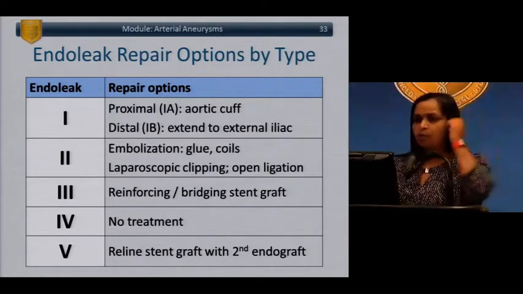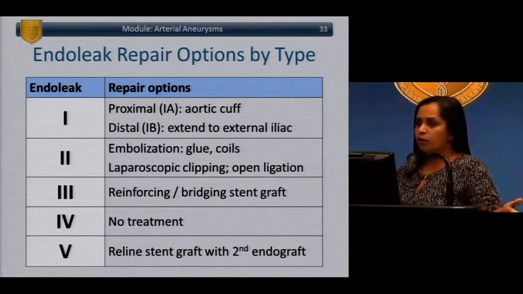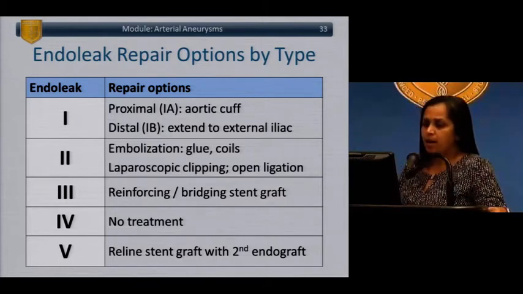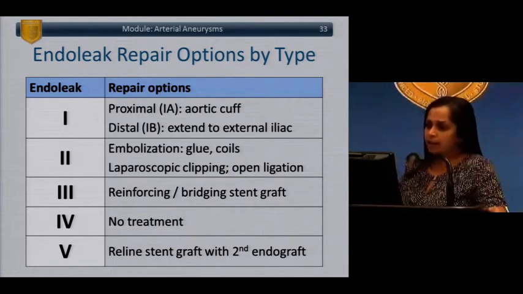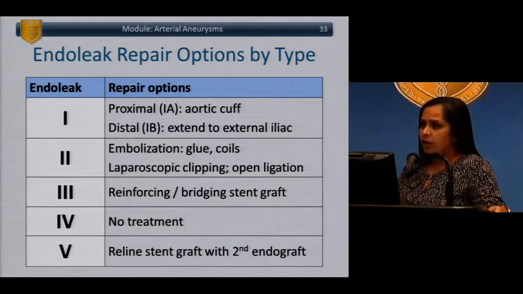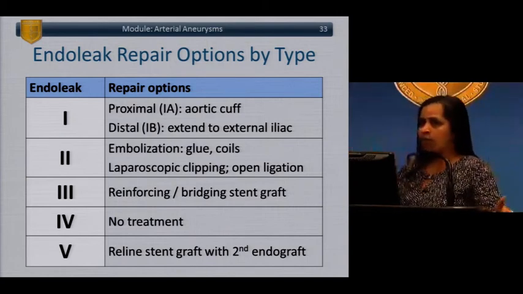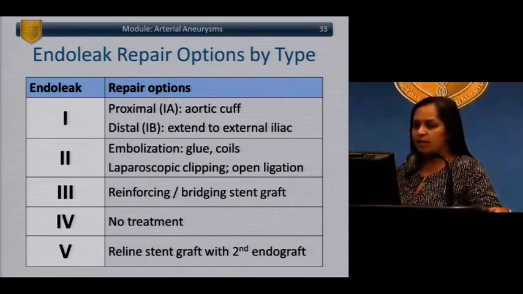So these are just options of how these endoleaks can be repaired. For type 1 endoleaks, they're a failure of the fixation sites, so you can put a cuff proximal, potentially extend distally. Type 3 endoleaks, again, can be treated with reinforcing stent grafts or relining of stent grafts. Type 2 endoleaks are probably the most difficult to treat just because even if you are able to occlude the branch vessel, you think it's coming from other branch vessels, and other types of these endoleaks tend to develop over time.